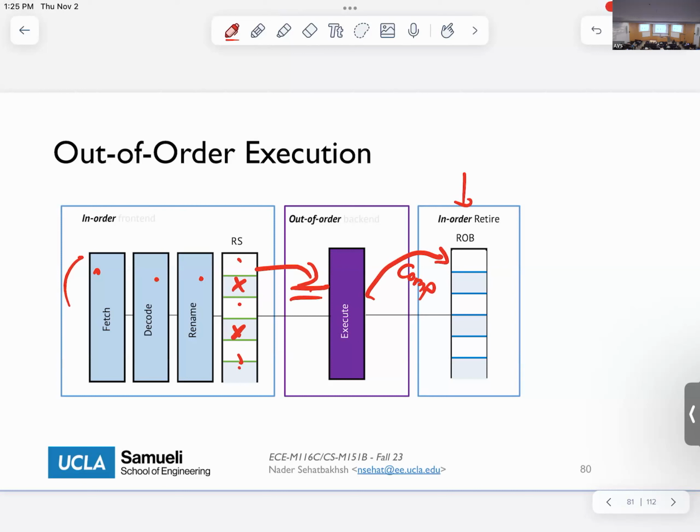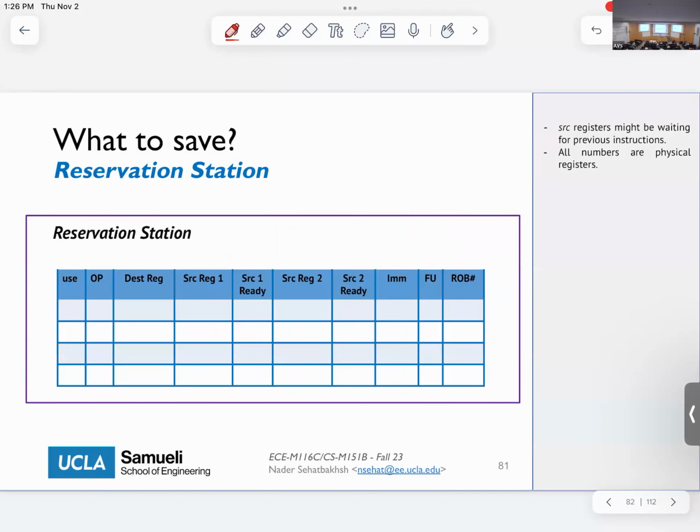And once they're finished, they put things back into the reorder buffer. The reorder buffer is going to retire things back in order. So that's how we actually make sure that everything works nice and correct. Okay, so what does the reservation station look like?